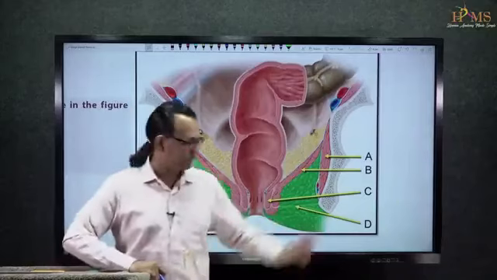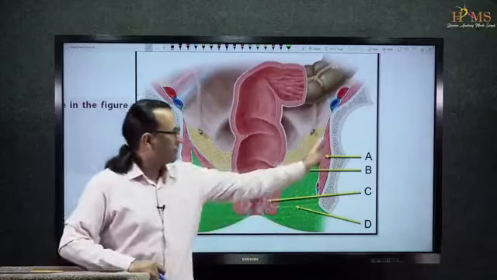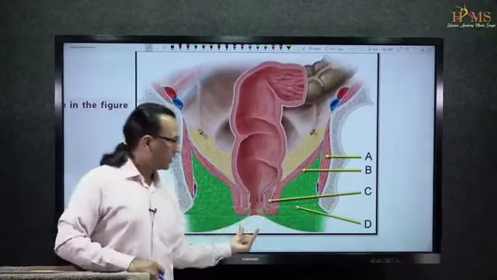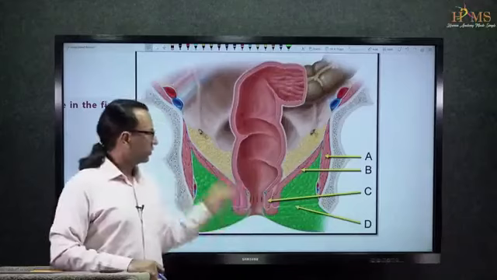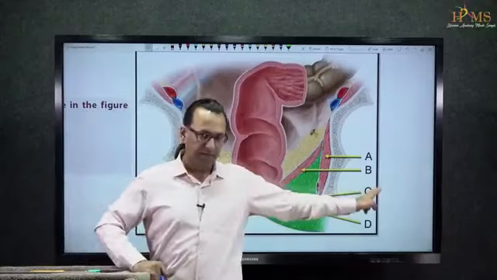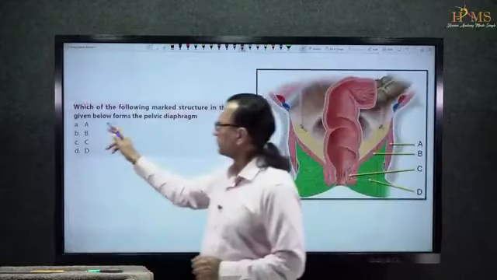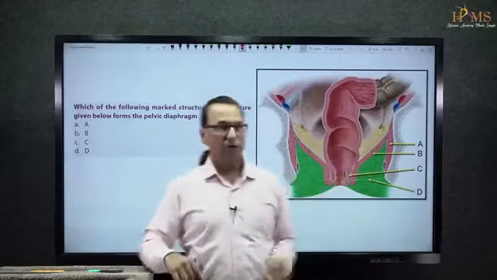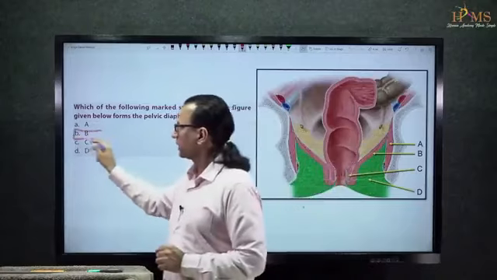So where is pelvic diaphragm? It is this area, that is levator ani muscle, called so because if it is contracting it can elevate the anus. So levator ani muscle makes the pelvic diaphragm, and that was our marker B as the answer. You can see which is forming the pelvic diaphragm, that is the levator ani muscle. Marker B should be our answer.